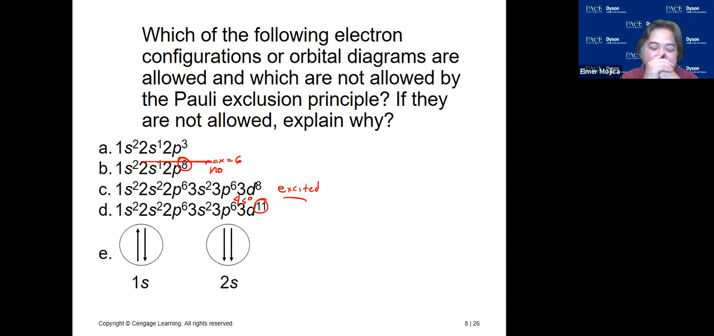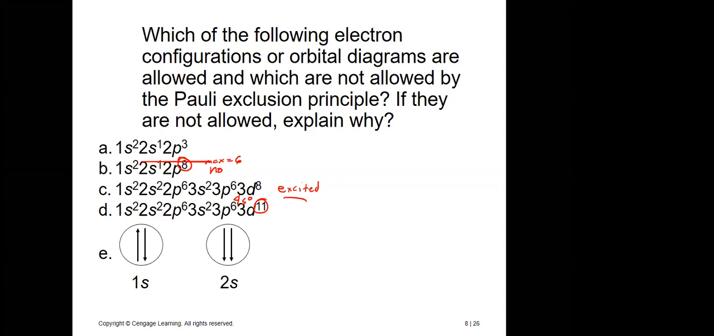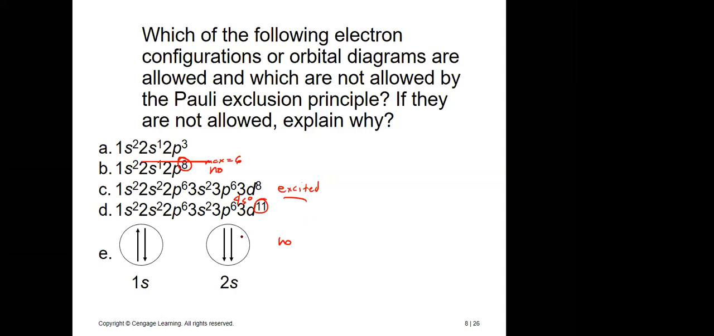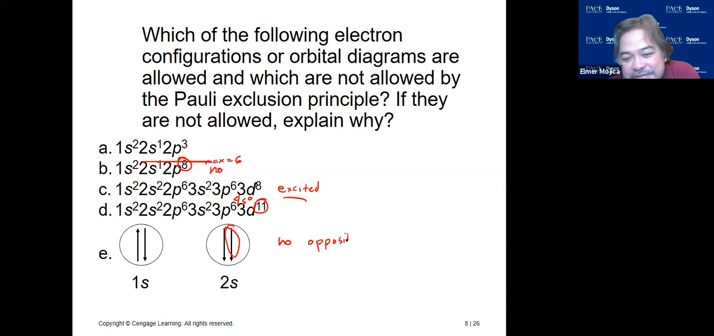How about this one? Is this allowed? No. Why? The arrows have to be one going up, one going down. They should have opposite spin. So you have to identify if the electron configuration is possible or not.